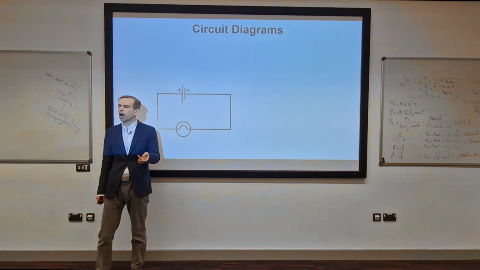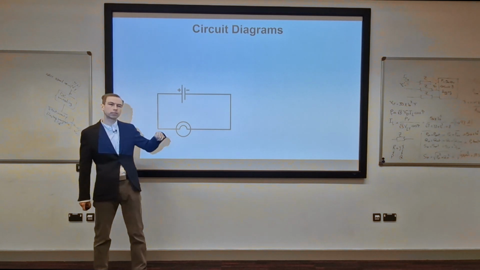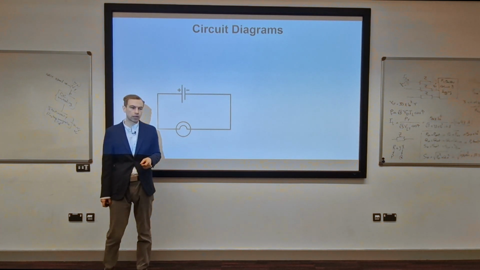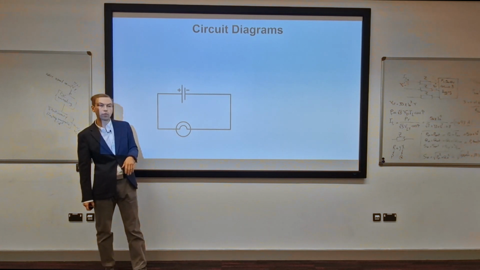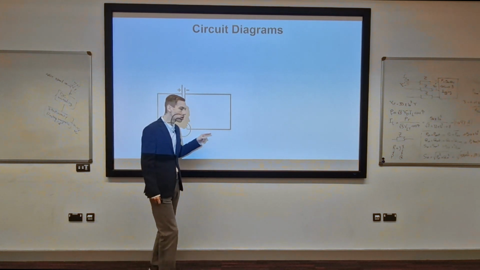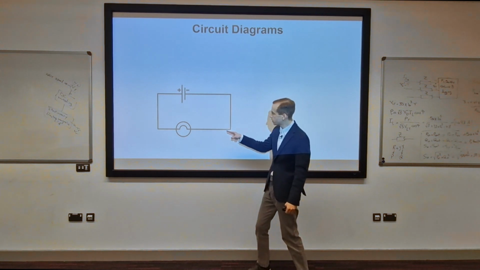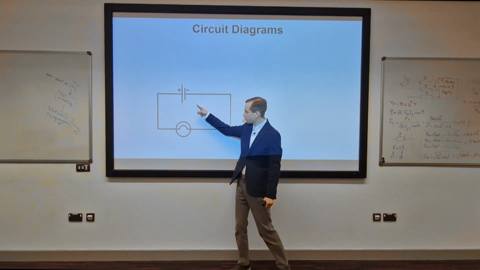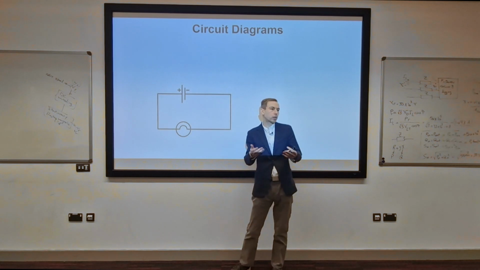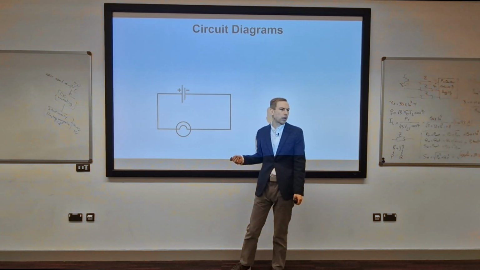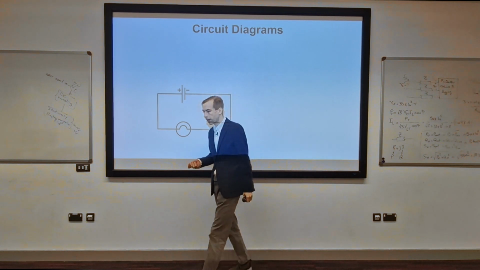Now, you might see other symbols for light bulbs. Sometimes they draw in a little light bulb to make it look a bit more realistic, but that's quite a commonly used symbol for a light bulb. So if we think about this circuit, it's a really simple circuit. It's basically just a little battery and a light bulb. I guess it's like maybe a torch or something like that. This is about as simple as a circuit can get.